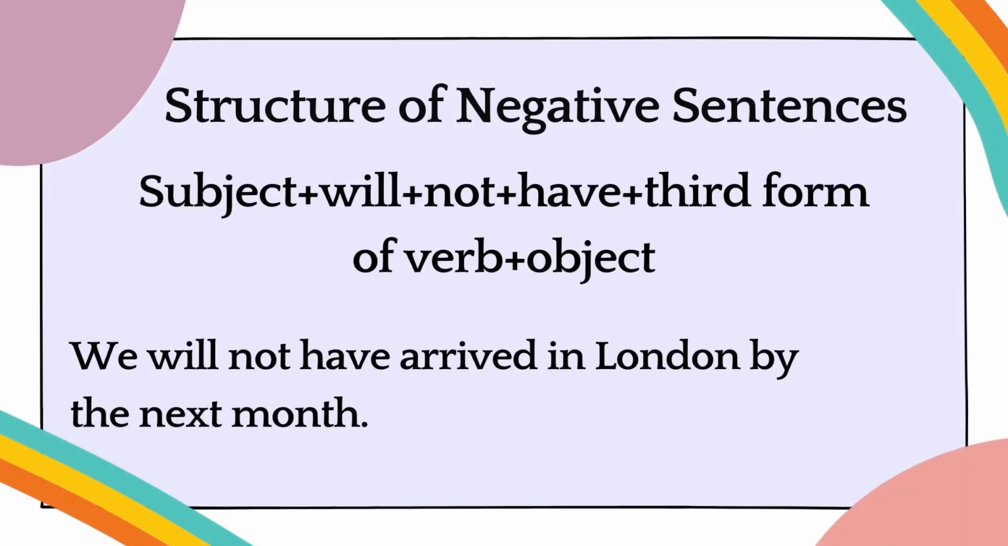Now I teach you how to structure the negative sentences. The sentence starts with the subject plus will plus not plus have plus third form of verb plus object. Here we make a mistake in placing not in between the sentence. As you can see, not comes after will, but we sometimes put it before will, and that is how the structure goes wrong. I hope you'll avoid it. The example is, we will not have arrived in London by the next month.